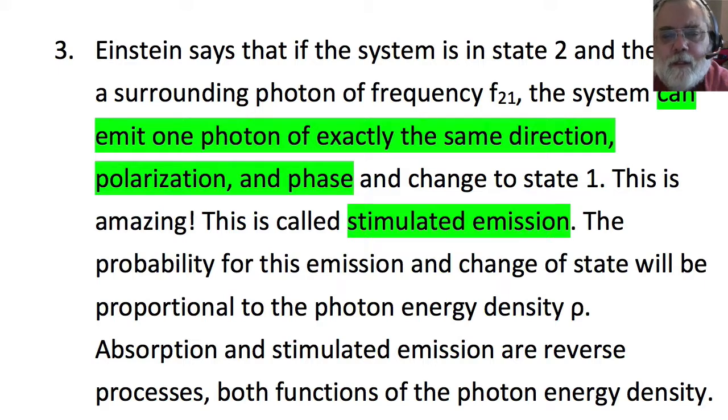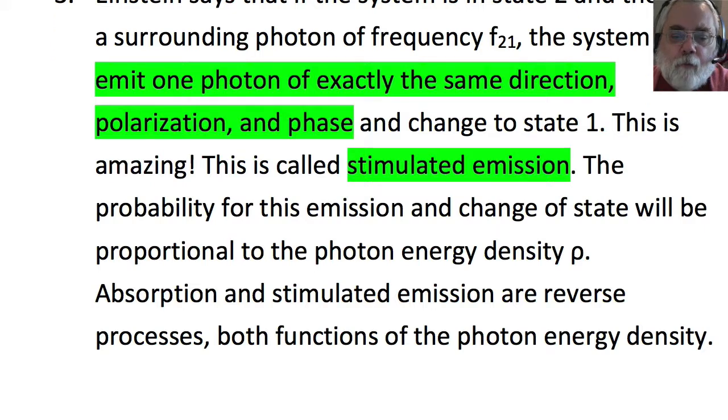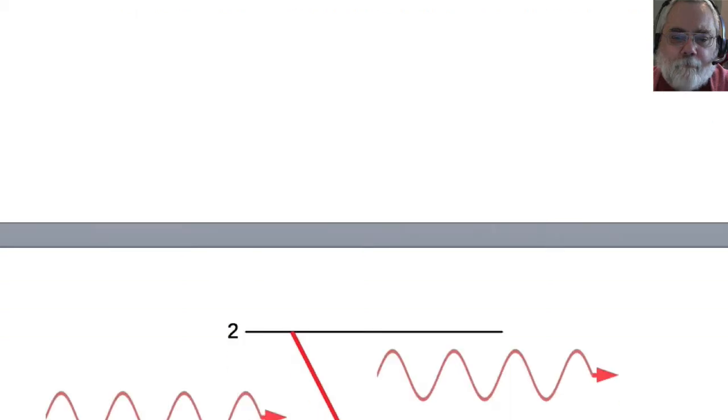This is amazing. What's amazing about this is that the emitted photon is in the same direction, polarization, and phase as one of the surrounding photons. This is called stimulated emission. The probability for this emission and change of state will be proportional to the photon energy density ρ. Absorption and stimulated emission are reverse processes, both functions of the photon energy density.